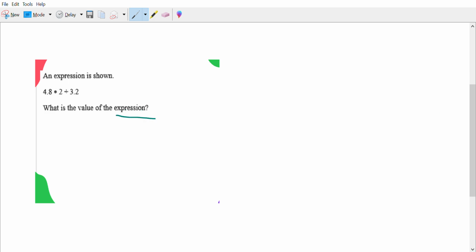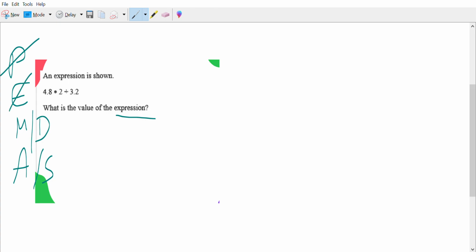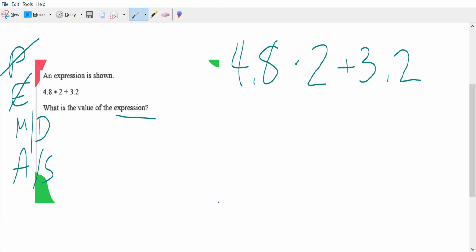Because we're dealing with expressions, you might want to write down PEMDAS just so you can keep all your operations in order. So do we have any parentheses? Nope. Exponents? Nope. Multiplication and division? We do. I'll write this out bigger so we can see. All right, so we do have multiplication.